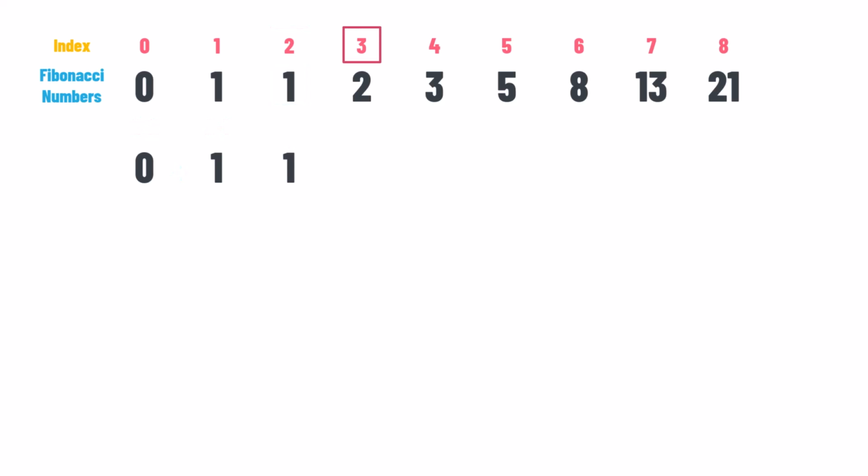To calculate the fourth number, we have to sum up the numbers at index 2 and index 1. In other words, we sum up both numbers before the number that we want to calculate. In this way we get the fourth number, which is number 2. And so on. We can calculate each number in the sequence.